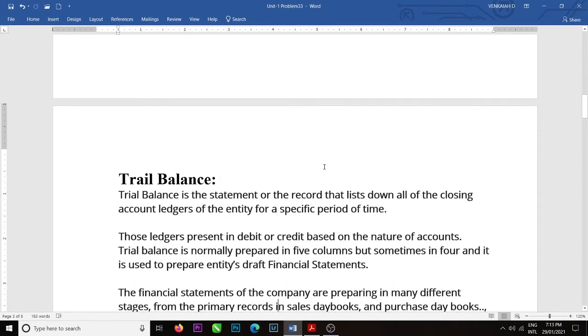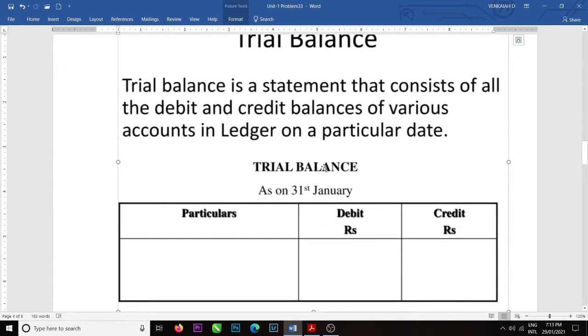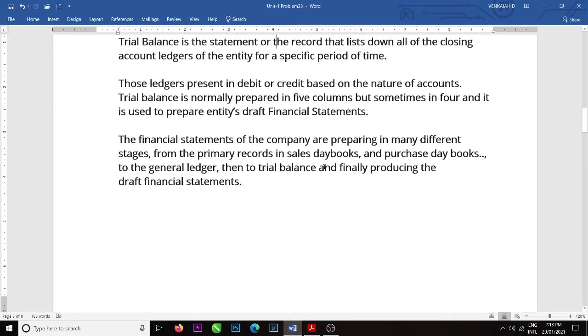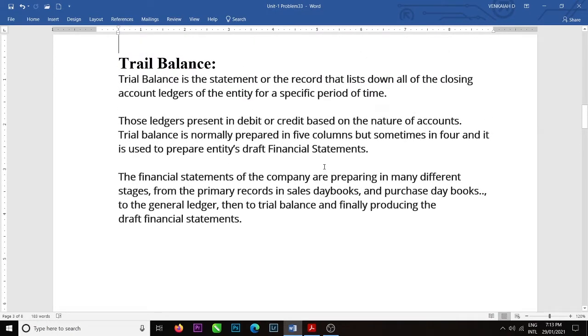So trial balance is a small rough statement. It is a rough statement to know whether our previous work is correct or not. What exactly is our previous work? We prepared journal entries, we posted into ledger accounts, and we balanced those ledger accounts. Which method are we following? The double entry method. What is double entry? For every debit, there is a corresponding credit with a similar amount. Debit amount is 5,000, credit amount also 5,000.